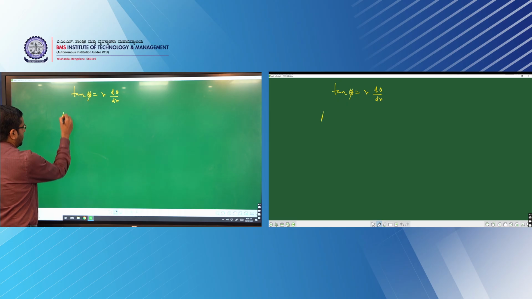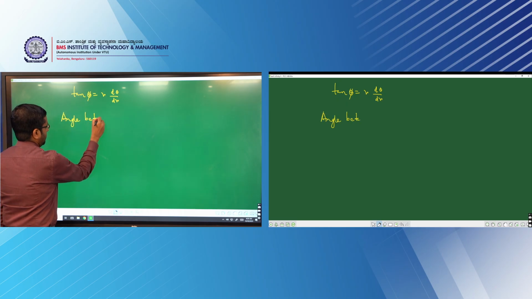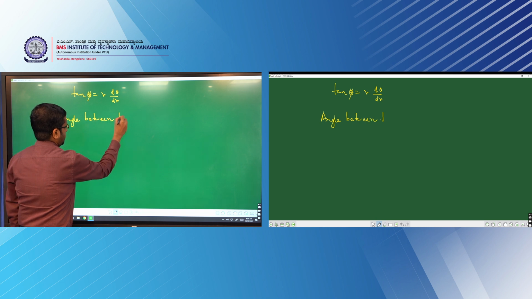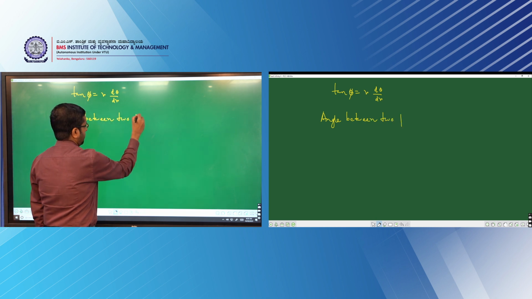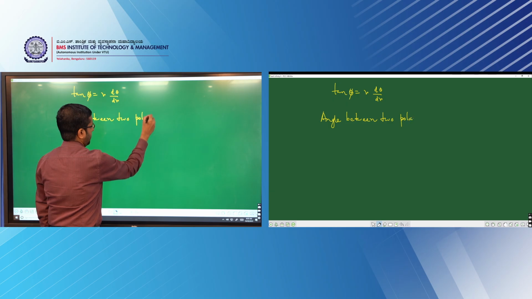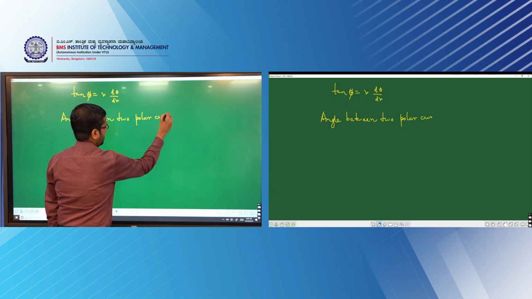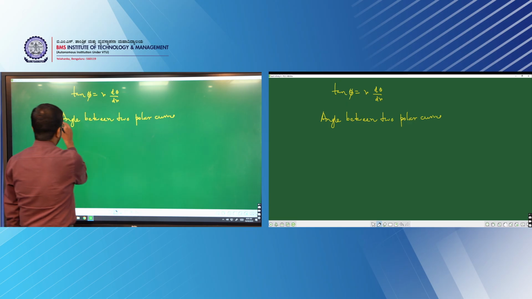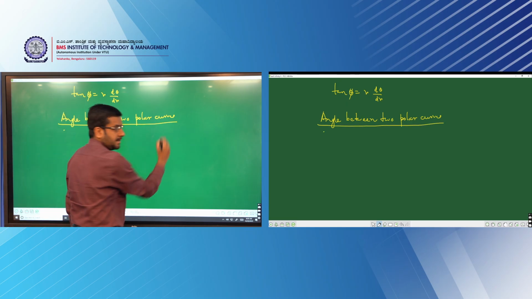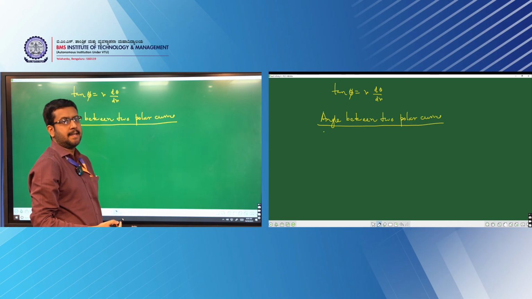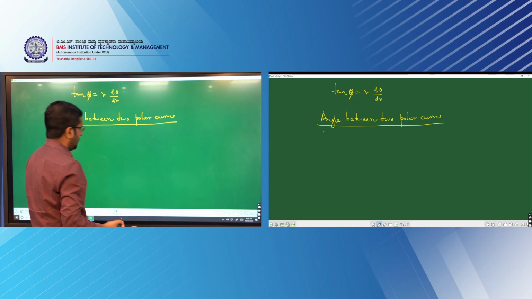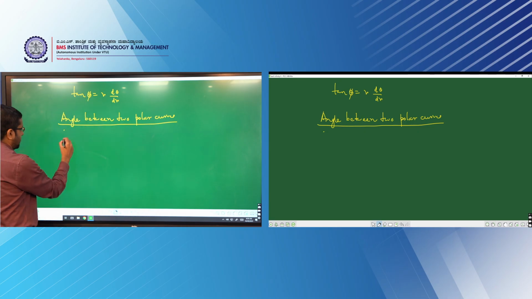Today we will see the angle between two polar curves. Suppose two polar curves are given, how to find the angle between them? Questions from this concept are generally asked in the exam. Now, let us see the concept first, how to do this.